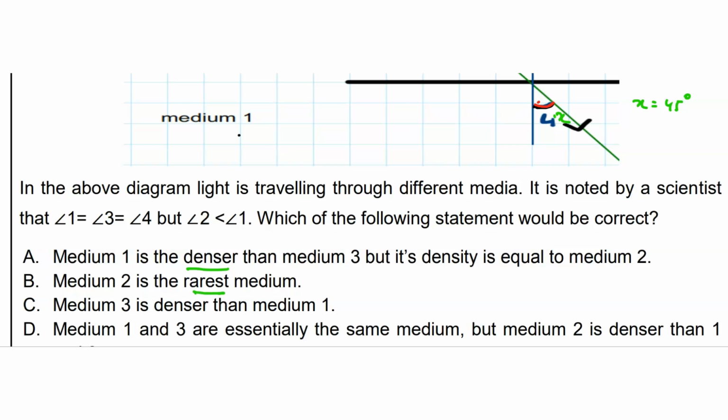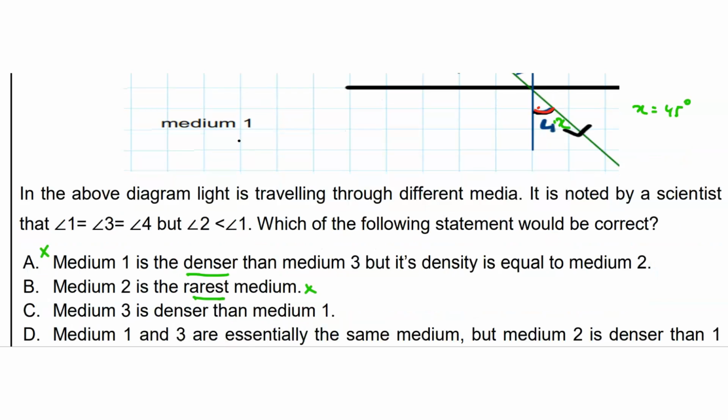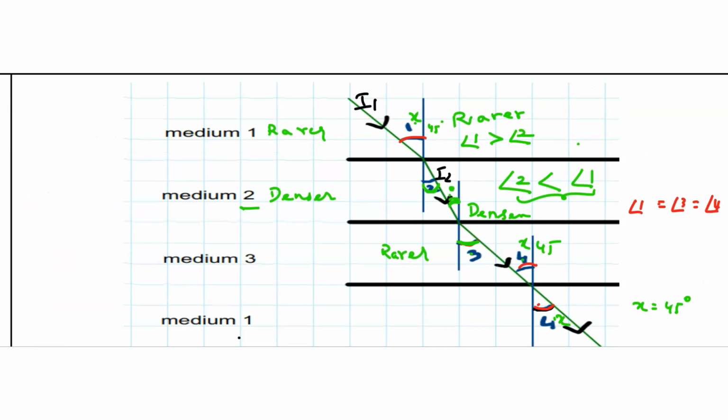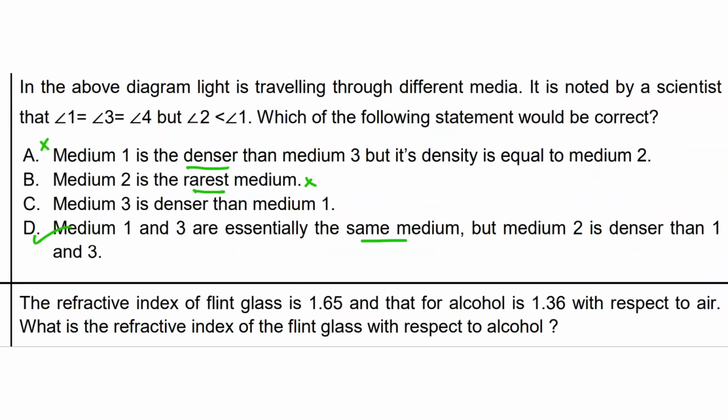So here they have given us rarer. So these two options I can rule out. Medium 3 is denser than medium 1. That is also not possible. Medium 1 and 3 are essentially the same medium, but medium 2 is denser than medium 1 and 3. Yes, definitely. From this given information, we can see that medium 2 is denser than medium 1 and medium 3. So I conclude that the answer to this question is D. Medium 1 and 3 are almost the same medium, but 2 is denser than 1 and 3.